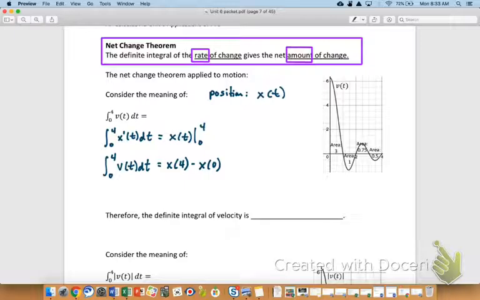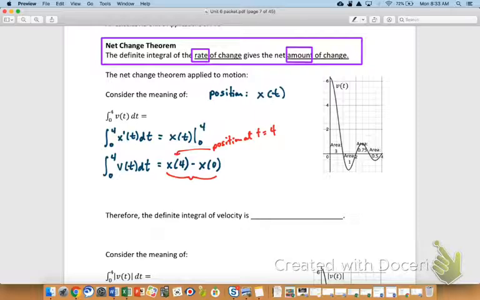And I want to take a second and focus on this right here. x of 4 minus x of 0. What is x of 4? What does that mean? Position at t equals 4. Yes, position at t equals 4. And I didn't give you units here, but wouldn't that be measured in meters or feet or miles or something like that?